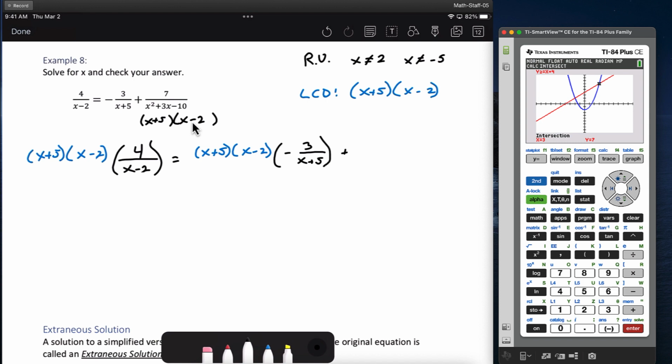And then the last term. Every term in the original needs to be multiplied by the LCD. And I'm going to write this in the factored form to make it a little bit easier to see what's going on.